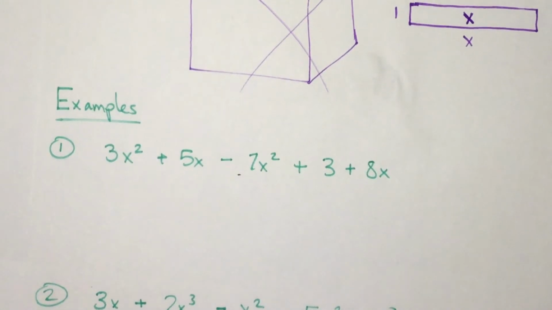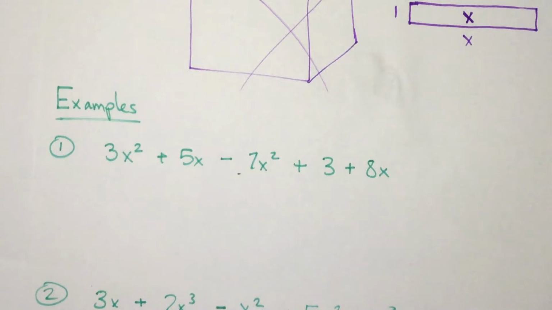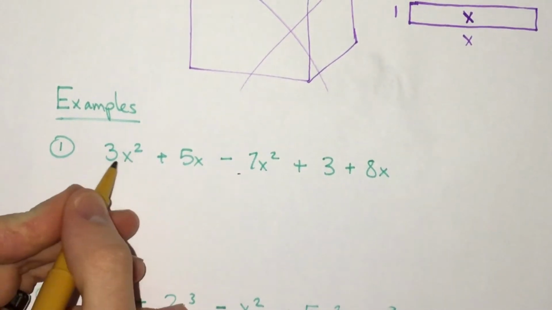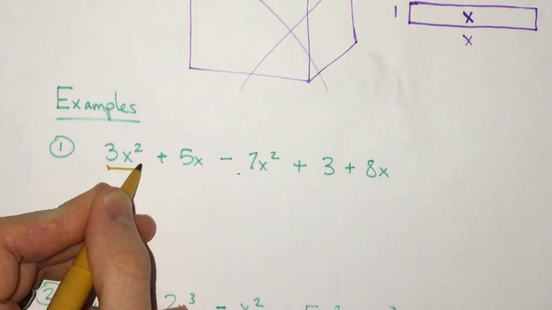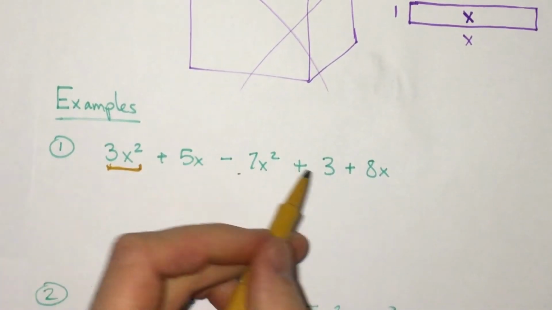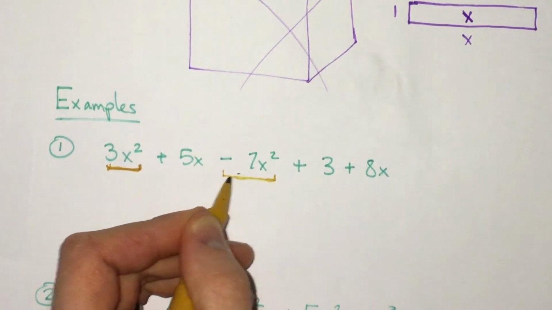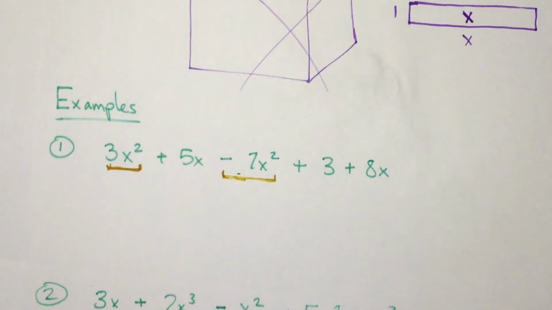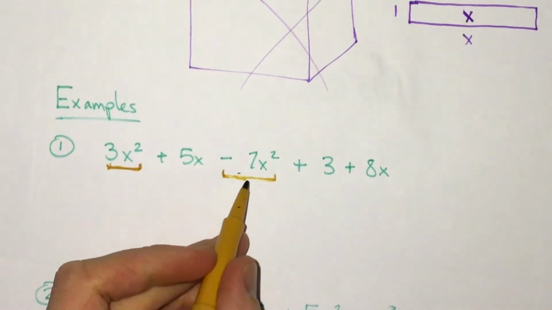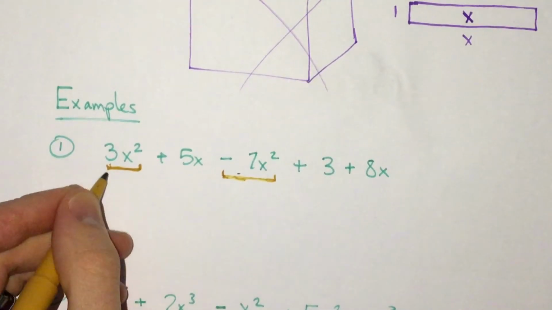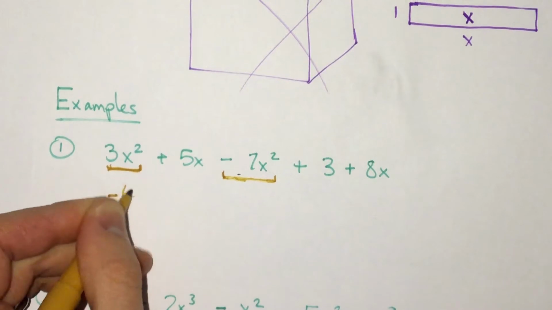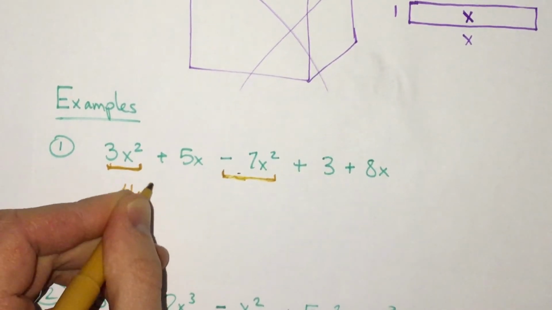3x squared plus 5x minus 7x squared plus 3 plus 8x. Everything is x, so we want to look at which ones are like terms. We start with an x squared term, 3x squared, and then we look to see if there are any other x squared terms, and there is minus 7x squared. So we'll start with that: 3x squared minus 7x squared, and there are no others. 3 minus 7 is negative 4, so we get negative 4x squared.